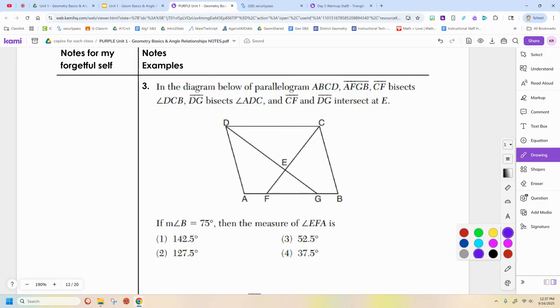Okay, in the diagram below of parallelogram ABCD, I'm going to stop right there, and I'm going to do this. And then I'm going to go 180, 180, right? Opposites are congruent, consecutives are supplementary. Okay, then they tell me I have segment AFGB. The reason why they tell me that is so that I know this is a straight line. That's it. Now here we go.